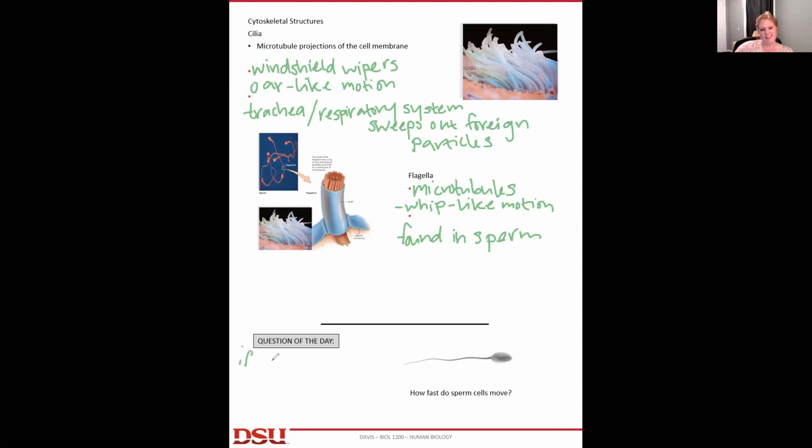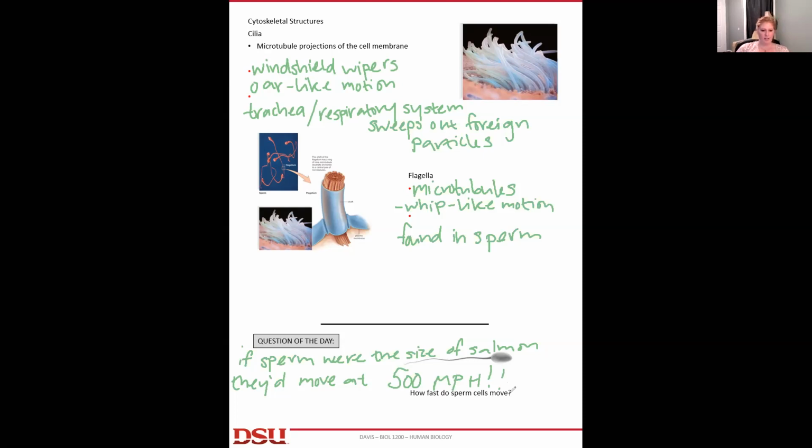So, first off, that's a horrifying thought, if sperm were the size of salmon. They'd move at 500 miles per hour. Oh my gosh. Okay. So that's how quickly they swim as an equivalent.